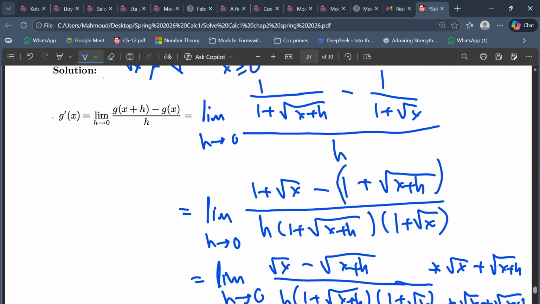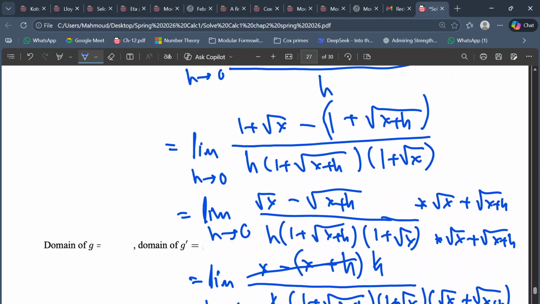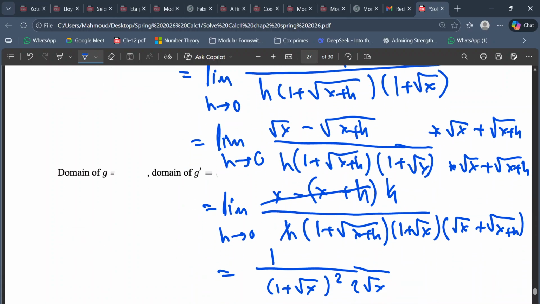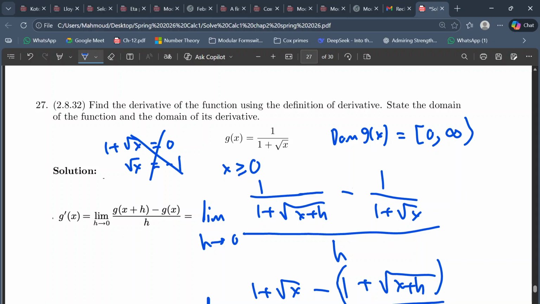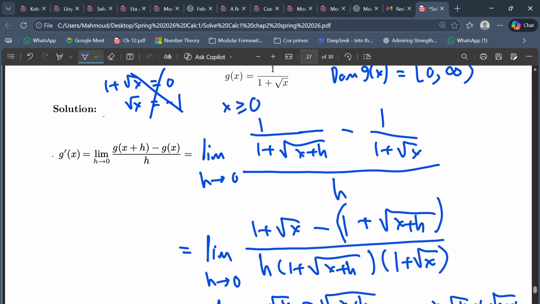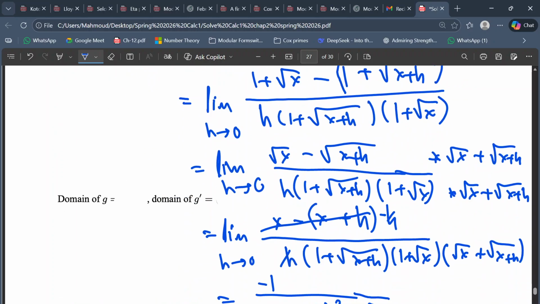Let's see again. We have minus 1, right? Yeah, because here it was minus h, not h. So minus 1. Let's see again the function. 1 over 1 plus square root of x. Yeah, that's good. Now, domain g prime of x.